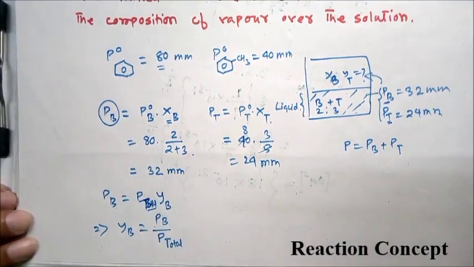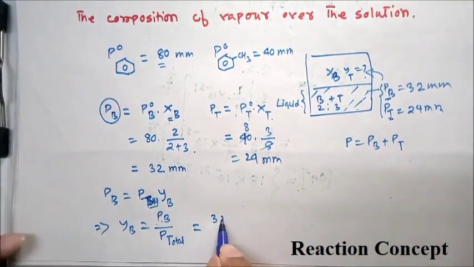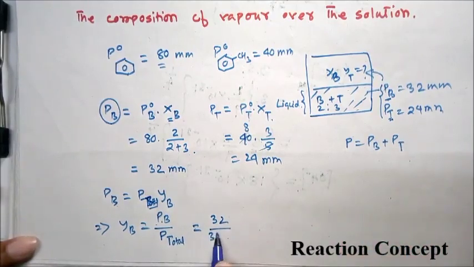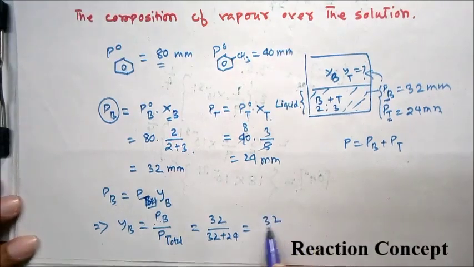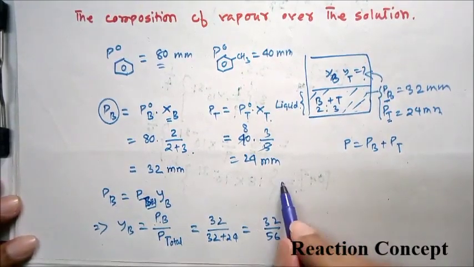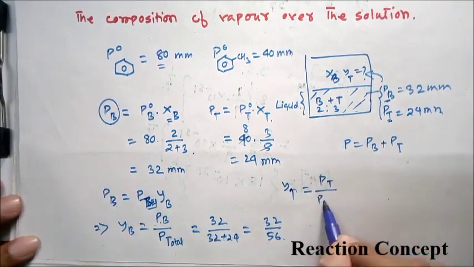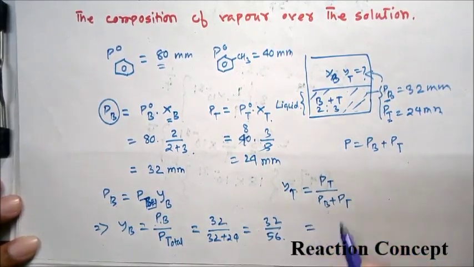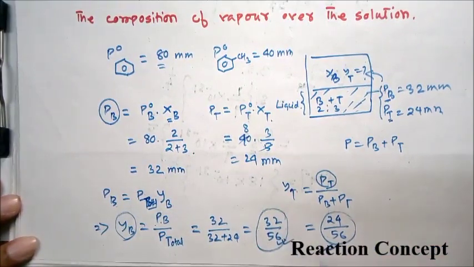Okay, so it would be PB, what we have got, 32, and total pressure would be 32 plus 24, divided by 56, whereas YT would be PT divided by PB plus PT. PT we have got 24, okay, divided by 56. So these are the compositions of benzene and toluene in the vapor state. Okay, you simplify this value.